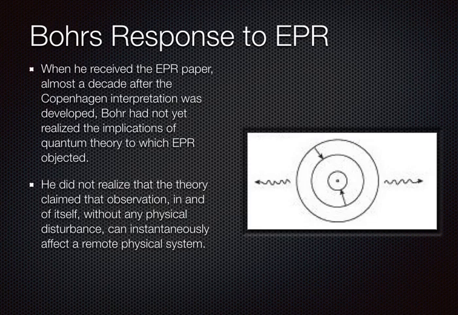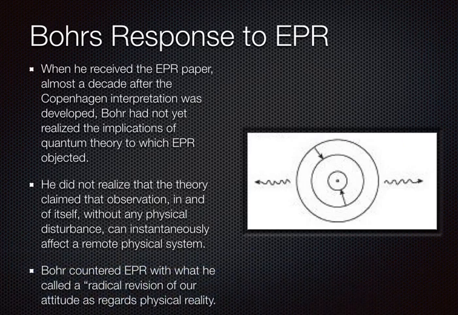So anyone else in their right mind wouldn't come to this conclusion. But Bohr was like, oh my gosh, no, you didn't prove things are real. You proved that things can instantly talk to each other. Like as soon as Alice measured it, instantaneously the other one became the same vertical polarization angle, you know. Bohr countered EPR with what he called a radical revision of our attitude as regards to physical reality.